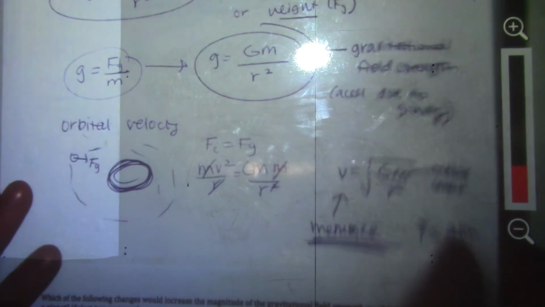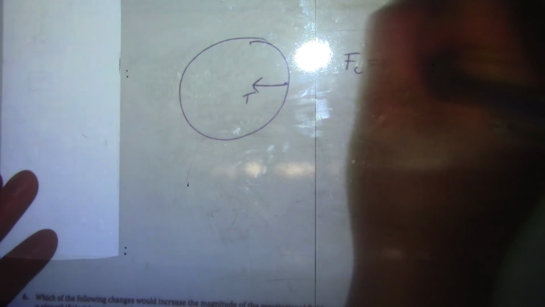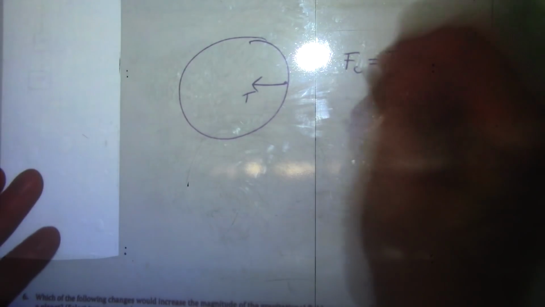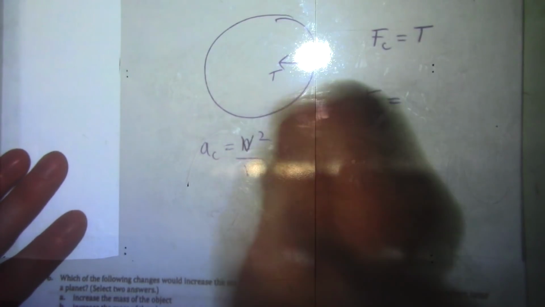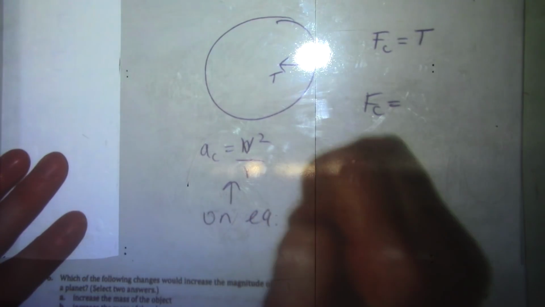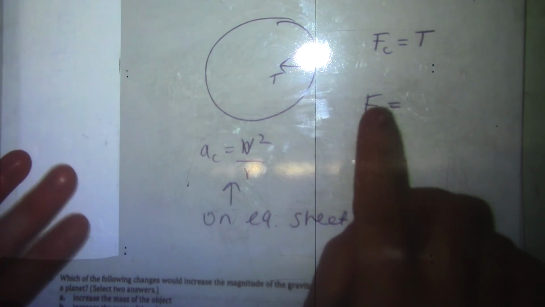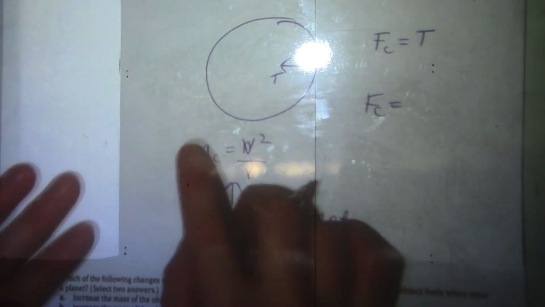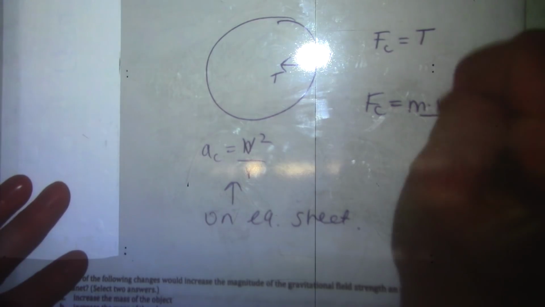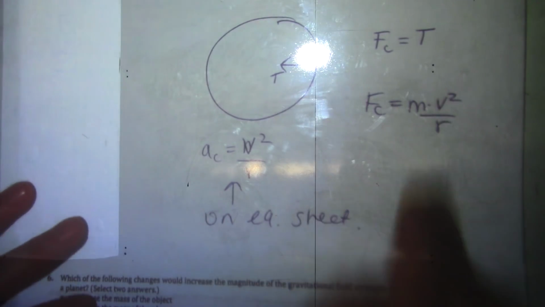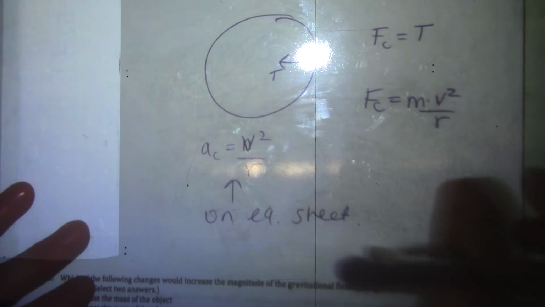Now for circular motion, you could very easily have something where I have tension in the center. In that case, my centripetal force is tension. You need to know that centripetal acceleration is v squared over r. This is on your equation sheet. What is not on your equation sheet is centripetal force. But if you have a centripetal acceleration, well, force is just mass times acceleration, so it's mass times v squared over r. So you need to know this one as well. I think that's all of your equations.